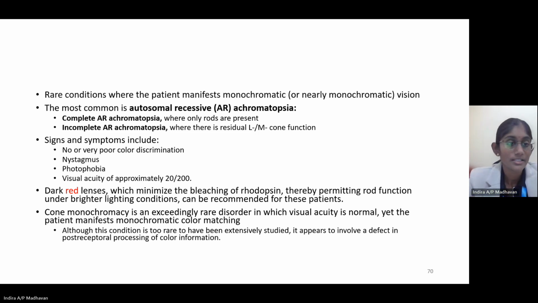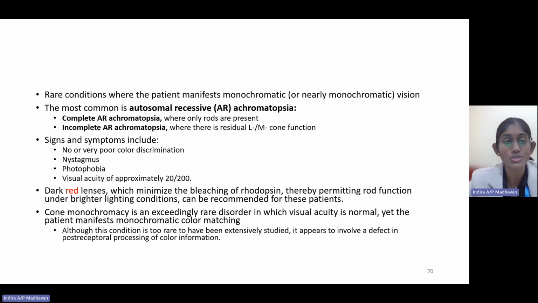The next one is cone monochromasis. Cone monochromasis is an exceedingly rare case. If you say achromatopsia is a rare case, cone monochromasis is another rare case in terms of color vision deficiency. Cone monochromacy is an exceedingly rare disorder in which visual acuity is normal, yet the patient manifests monochromatic color matching. These patients are only sensitive to one particular light color, but otherwise their VA is good. There is something wrong with the photoreceptor only, but the cone is actually functioning properly.